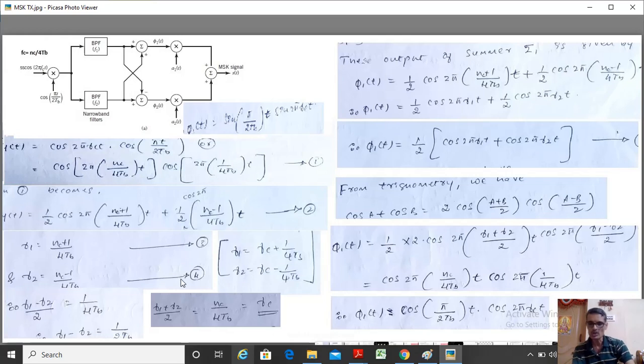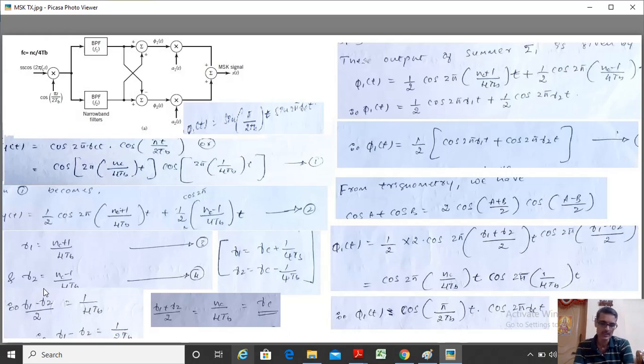Fine. Now, just to cross check whether I have selected this F1 and F2 over here. That is FC here as NC by 4 TB, and this particular component as 1 by 4 TB. Whether these particular terms are satisfying my requirements or not, this is what I have to check. Now, what I'll do is I add F1 and F2, I divide by 2. I take an average of the two. What it should be? It should be equal to FC, right?